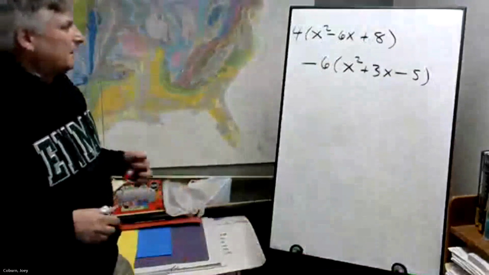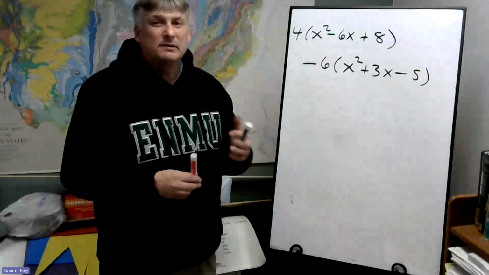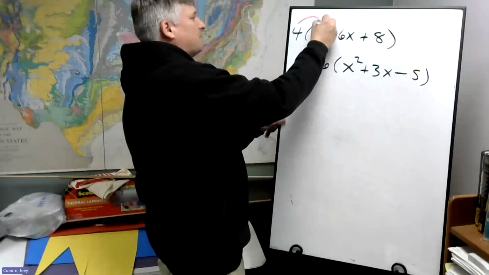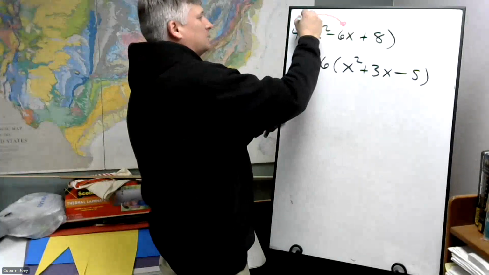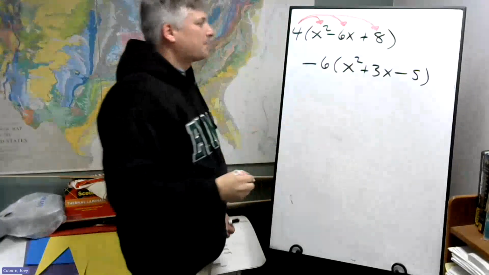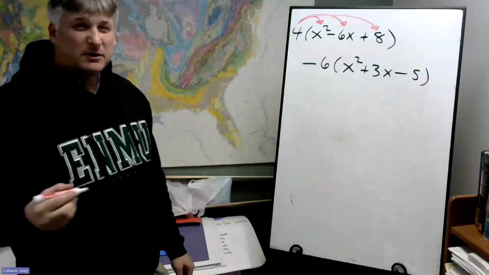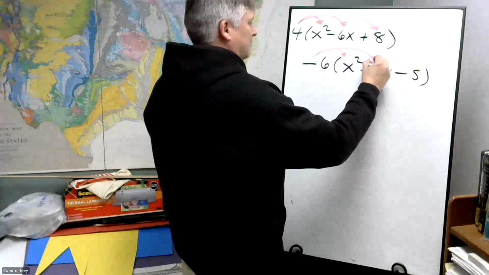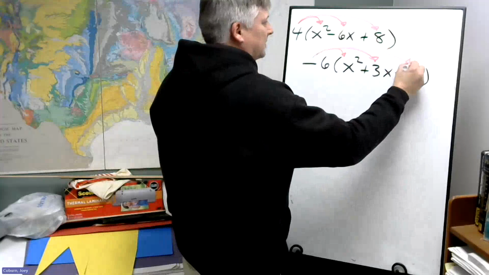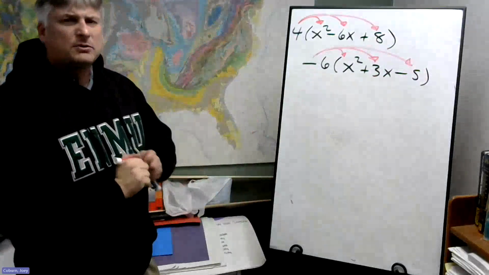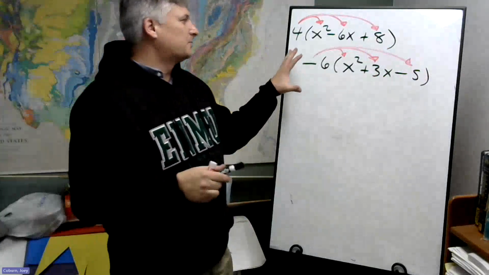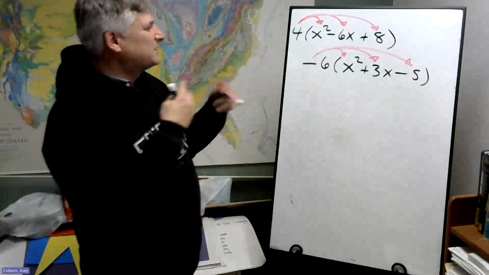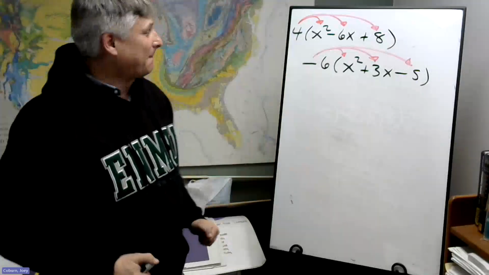All right. Now for this one, what we're going to need to do is this. We're going to distribute the 4 to each of these terms, and then we're going to distribute the -6 to each of these terms. And I'll do this problem 2 different ways. I'll do the more traditional, stepwise way, and then the more slick way.